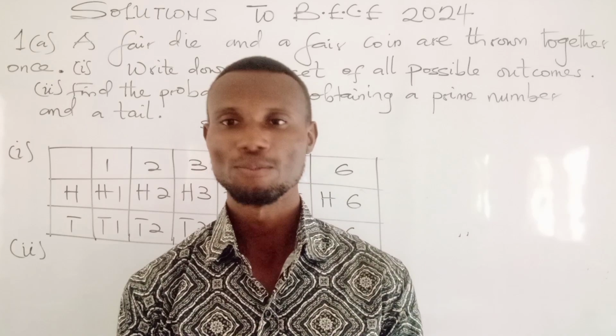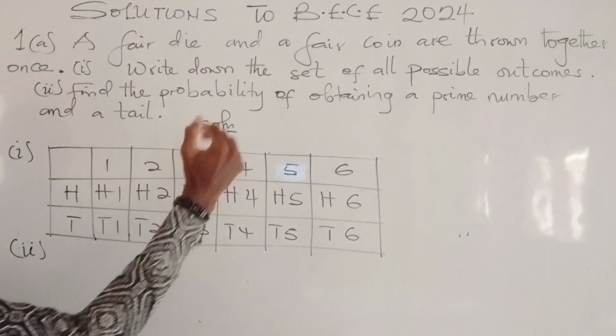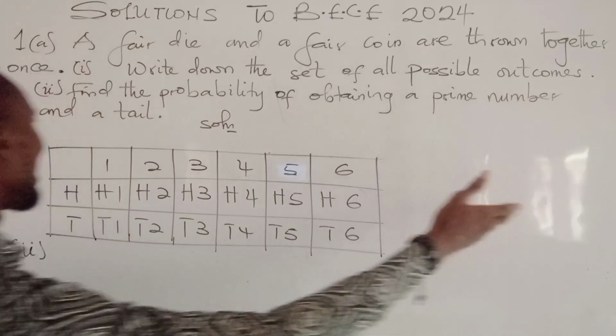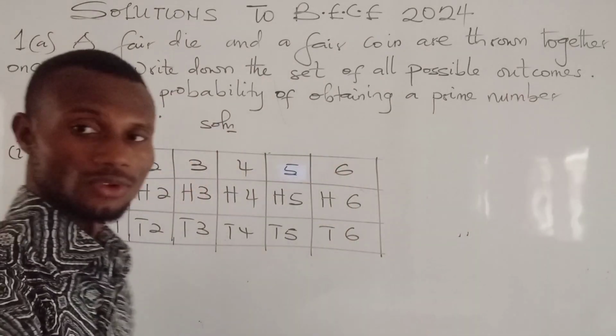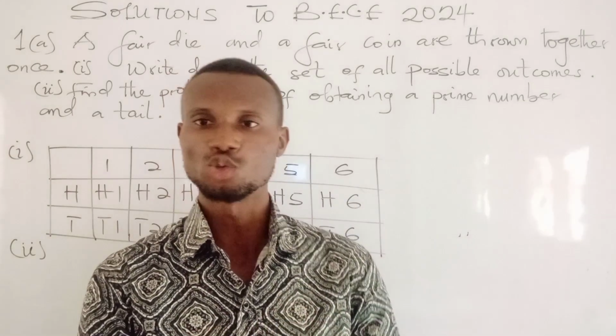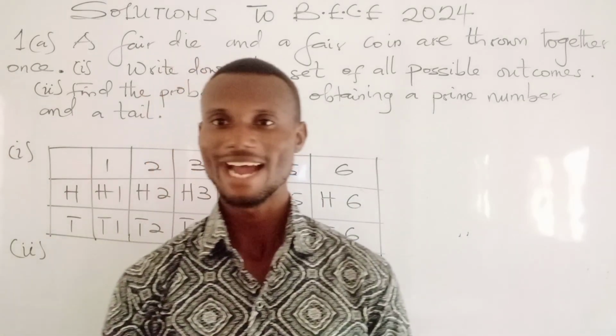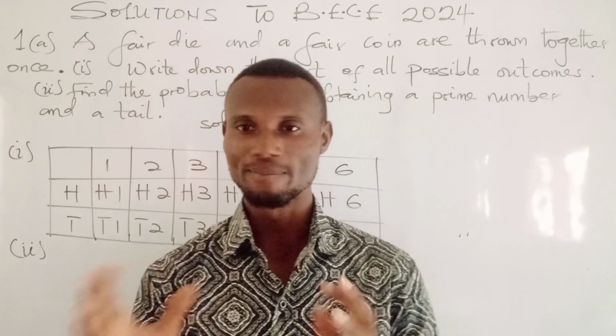Okay, that's a prime number. And the question is saying we should find the probability of obtaining a prime number and a tail. Meaning that you need to get a prime number attached to a tail. Okay, that's it. But before we proceed, I need to explain something about probability to you.